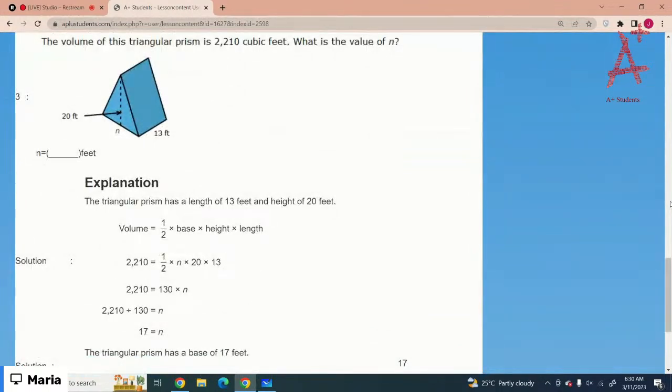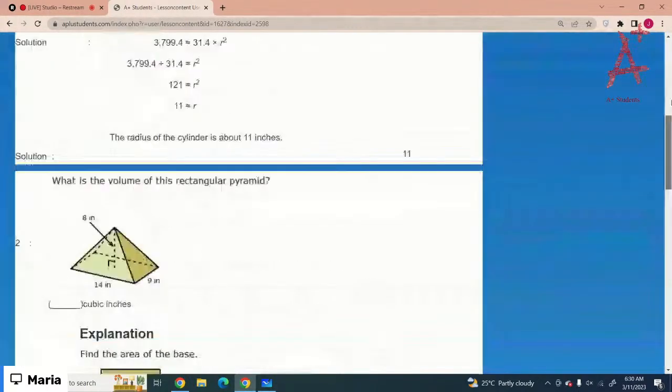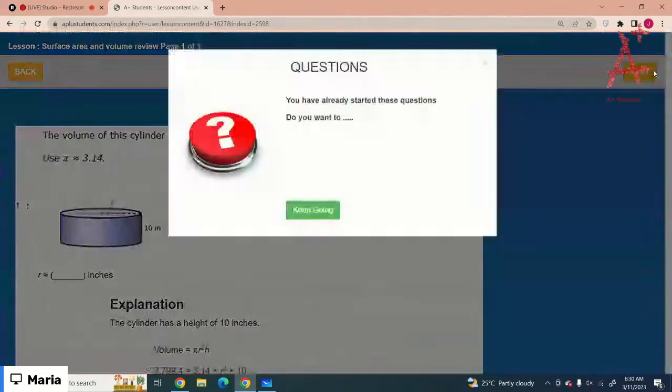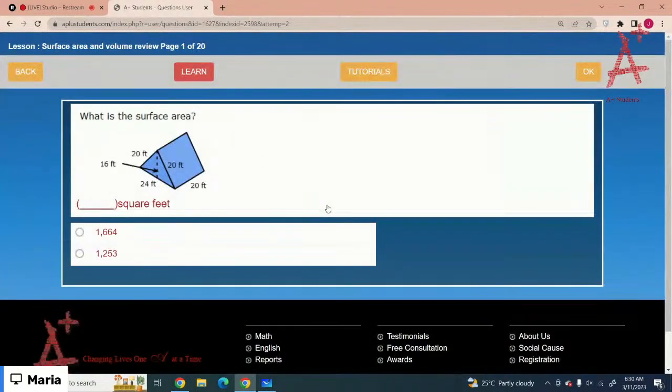Okay, let's just start with the practice questions. Let's start with the first one. What is the surface area? We have to calculate the surface area of the shape. So basically we have to calculate the surface area of each face.